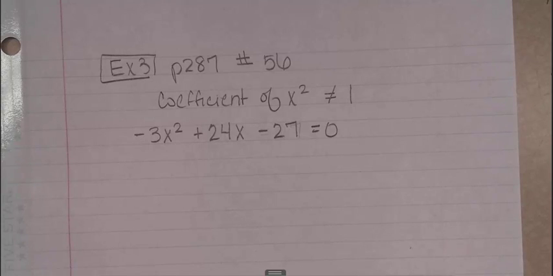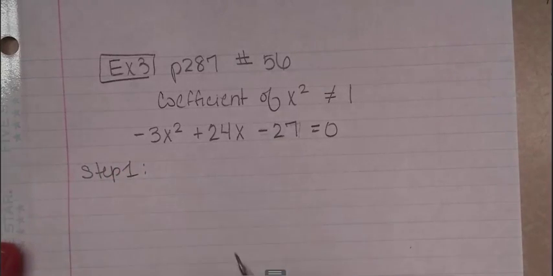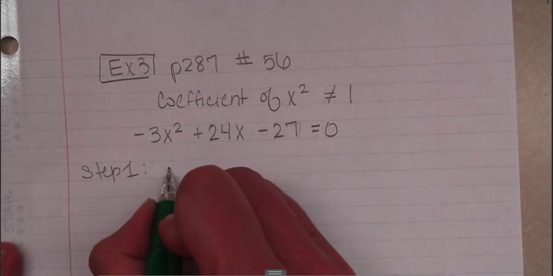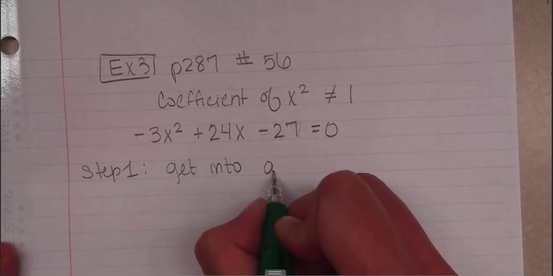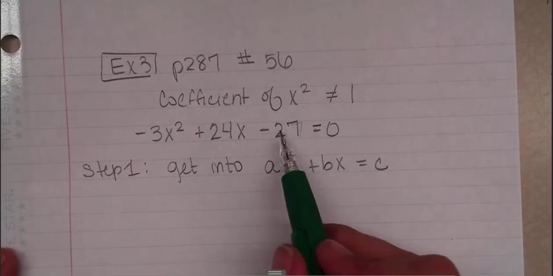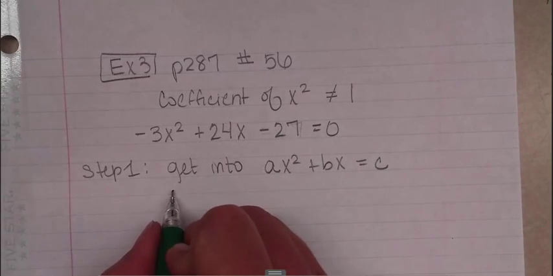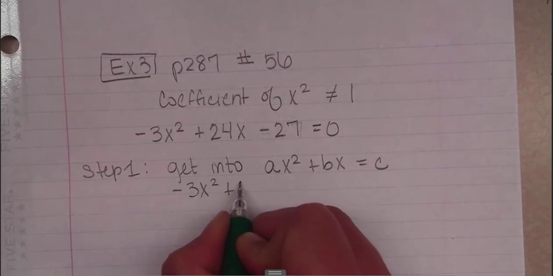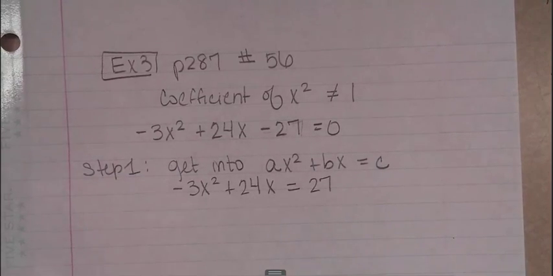Okay, so first of all, we still are going to follow step 1. You're going to make sure that you get it so that C is over here. Okay, so you want it to be ax squared plus bx equals c. So c is being brought to the other side. That was the first step I wanted to show you, just in case it's not already like that. So negative 3x squared plus 24x equals 27. So we're right back to where we started, okay?